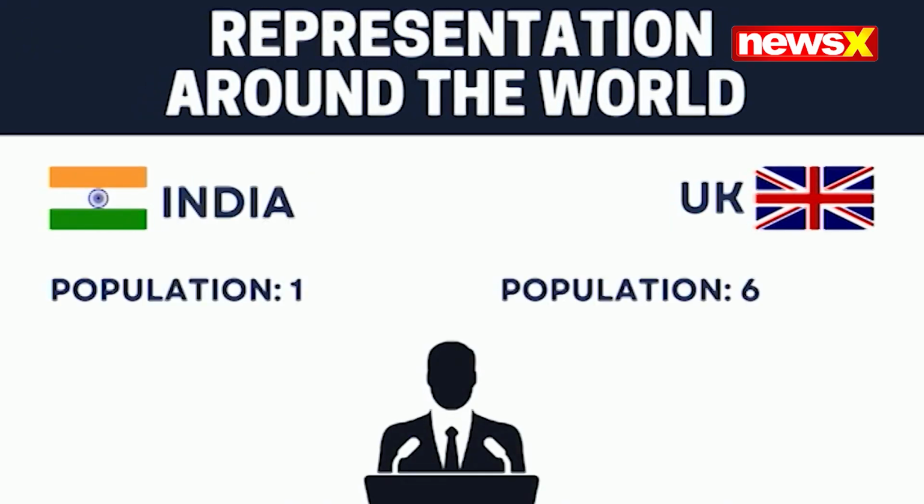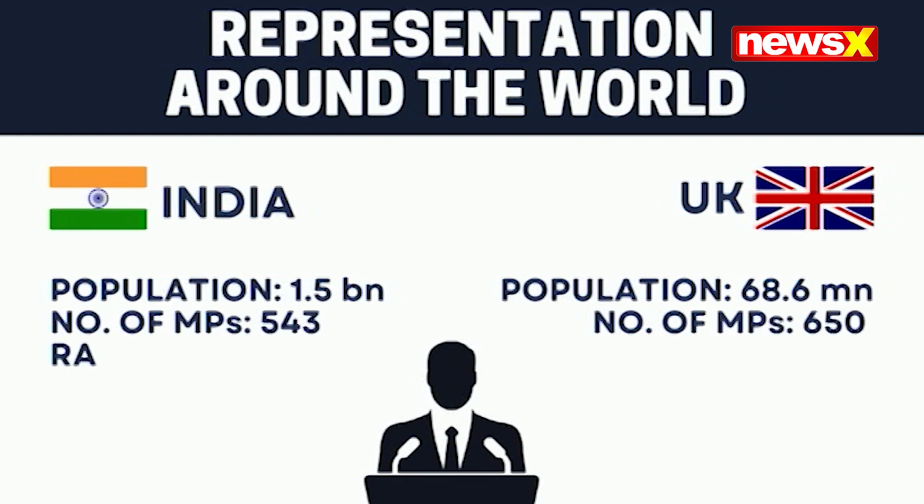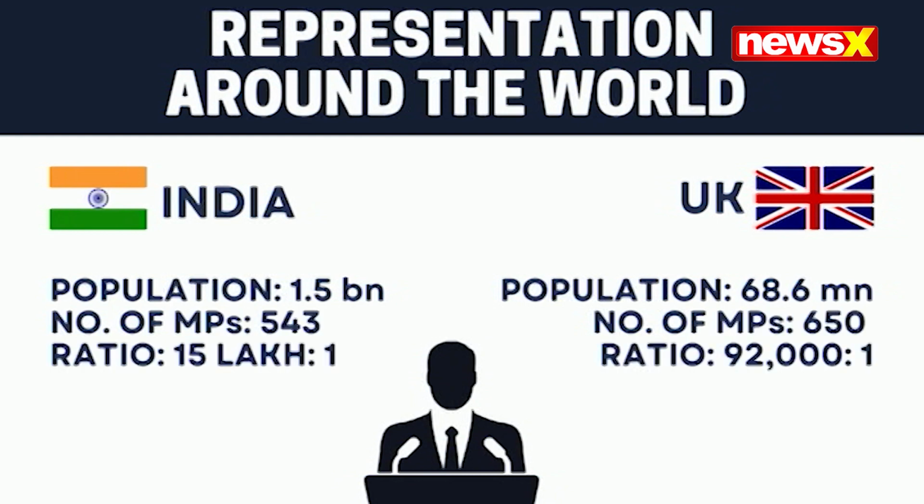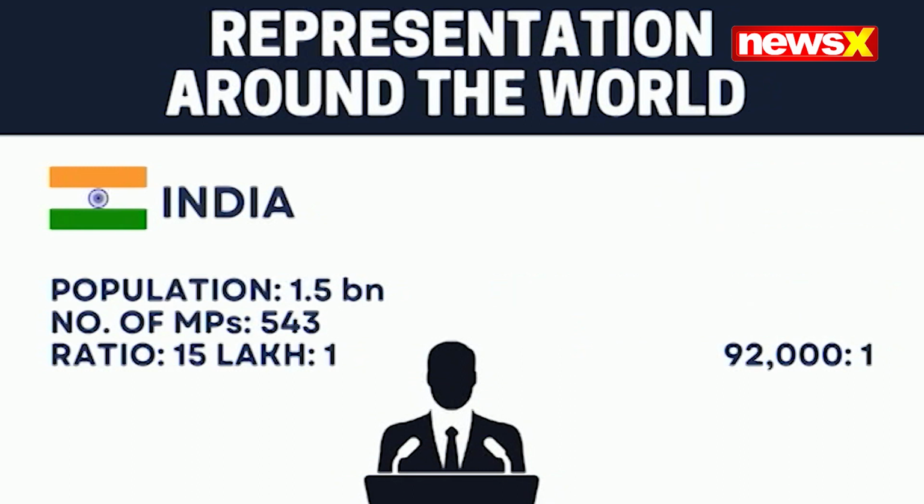Now let's have a look at a global comparison, as in what happens around the world in other representative democracies. India, to sum it up, 1.5 billion population, 543 MPs with a ratio of 15 lakh:1 at the moment. Let's talk about UK. In the UK, it is a population of 68.6 million and number of MPs in the UK are 650. What is the ratio in the UK? It's 92,000:1.